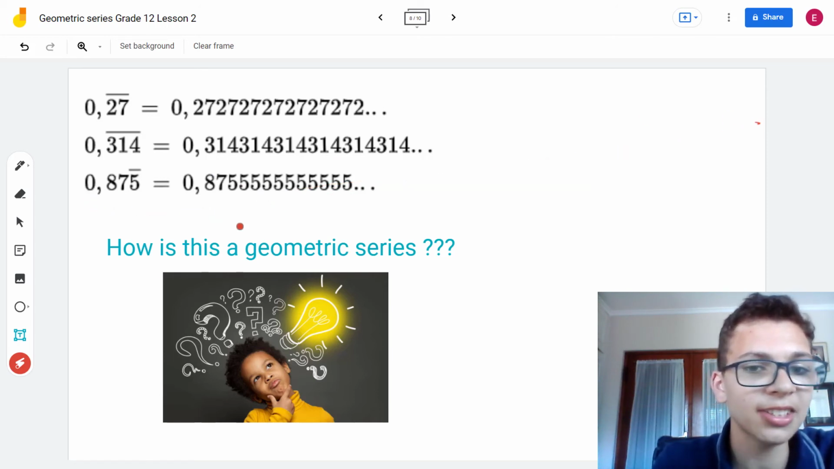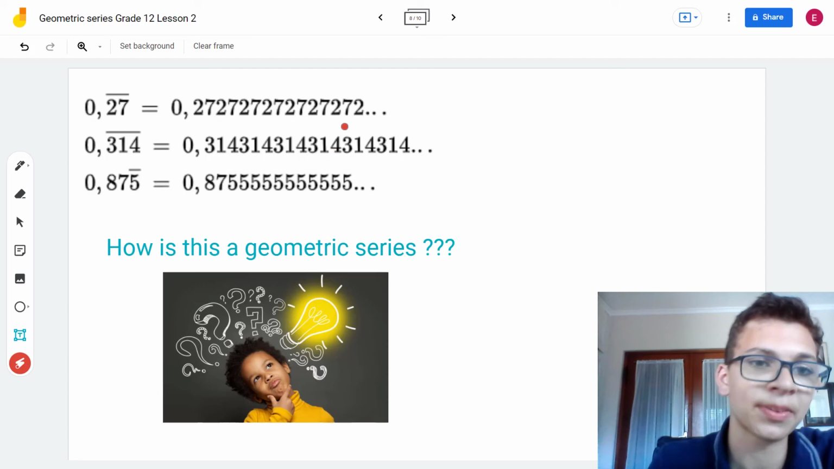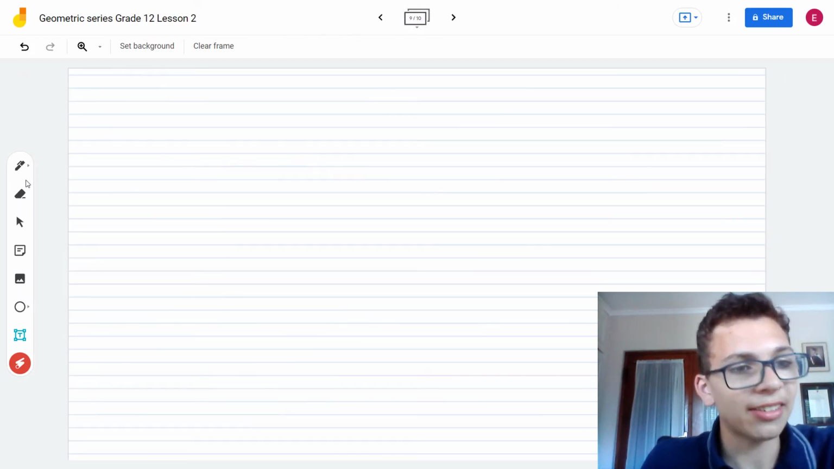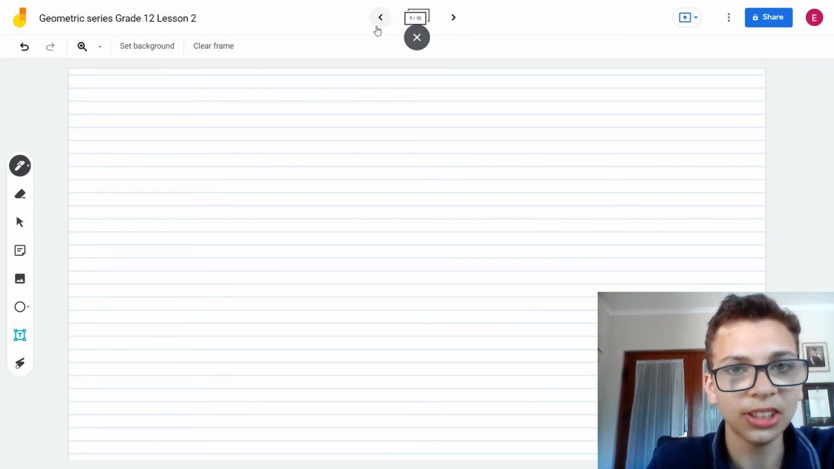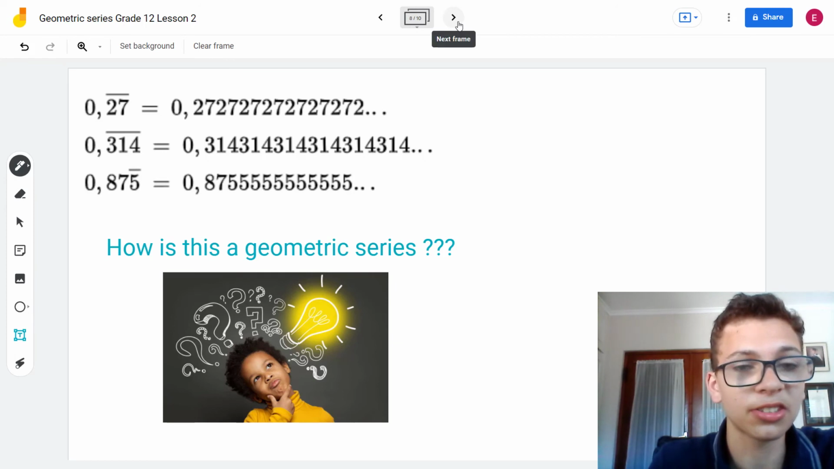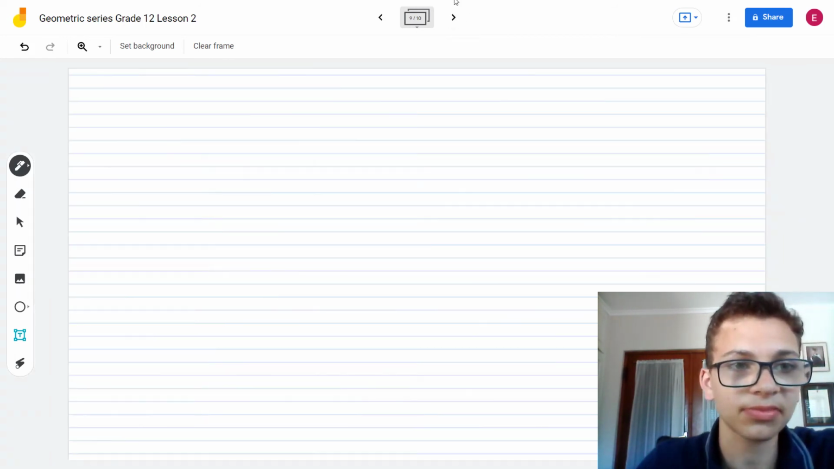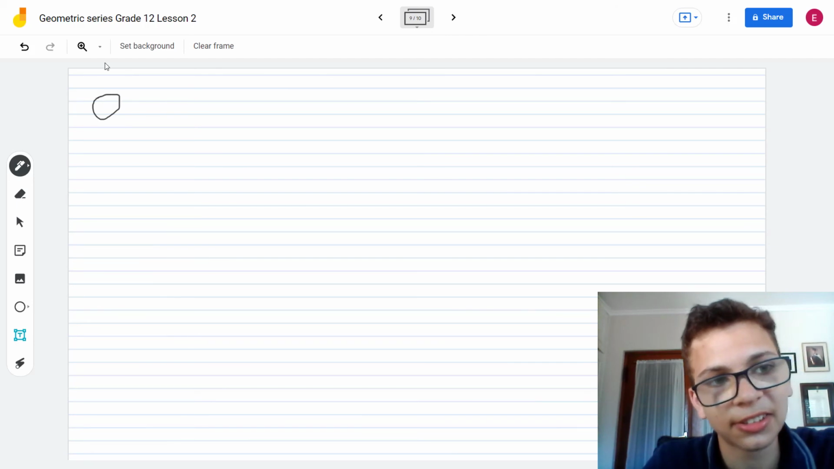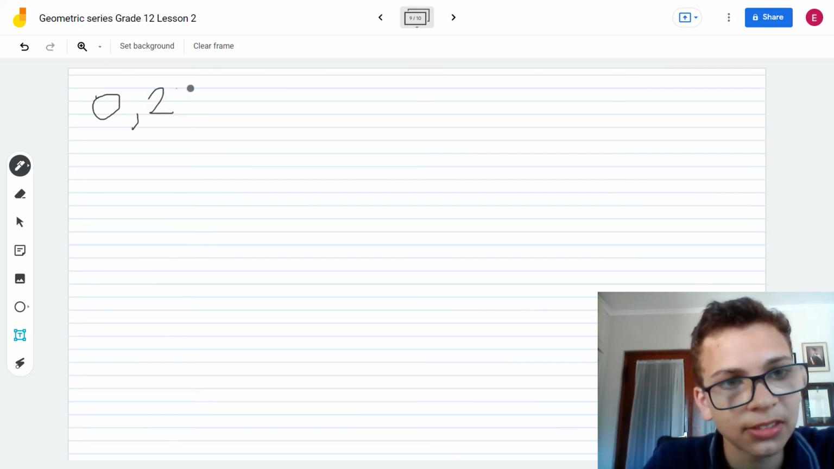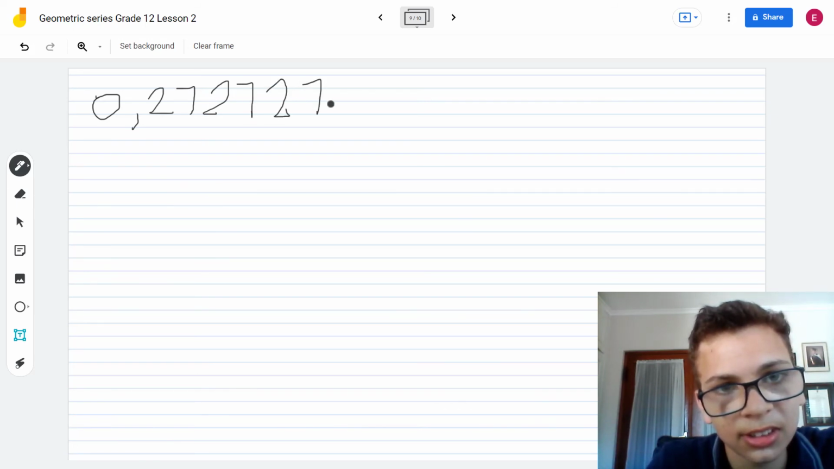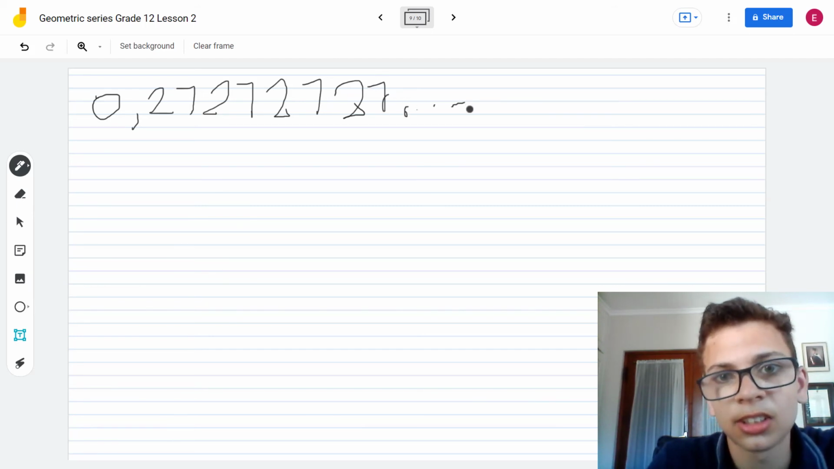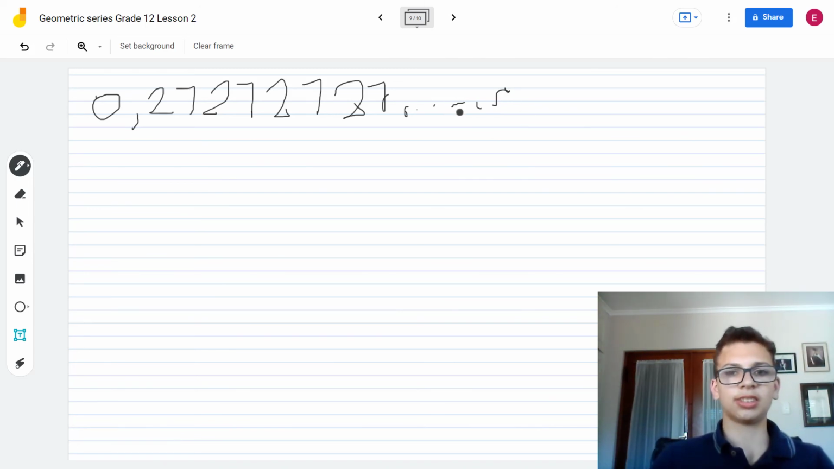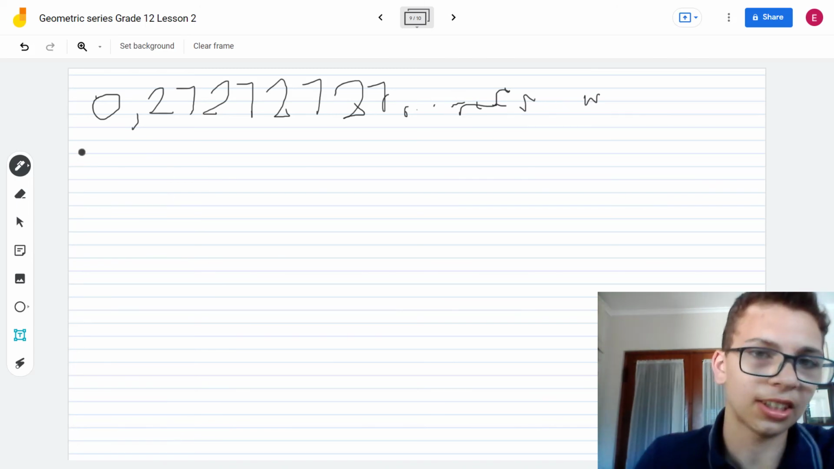Now you might be wondering, how does this have anything to do with geometric series? Well, it actually has quite a lot to do with them. Let's try to look at one example. Let's take the first one, 0.27 recurring, right? Now what is that actually? If we write 0.2727, 27 and so on, what is that equal to?